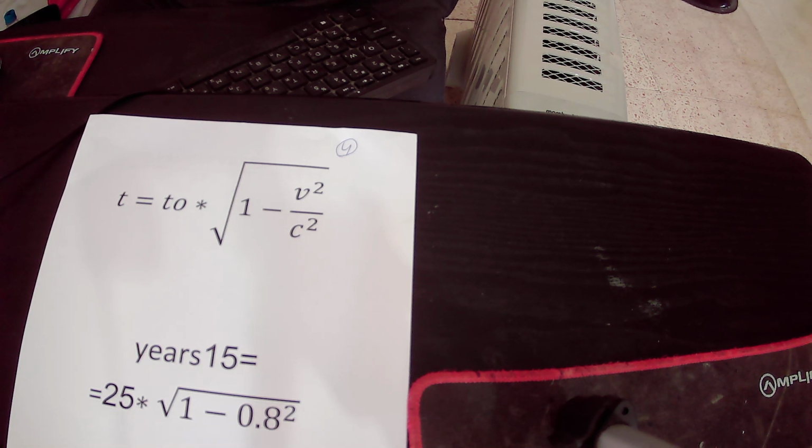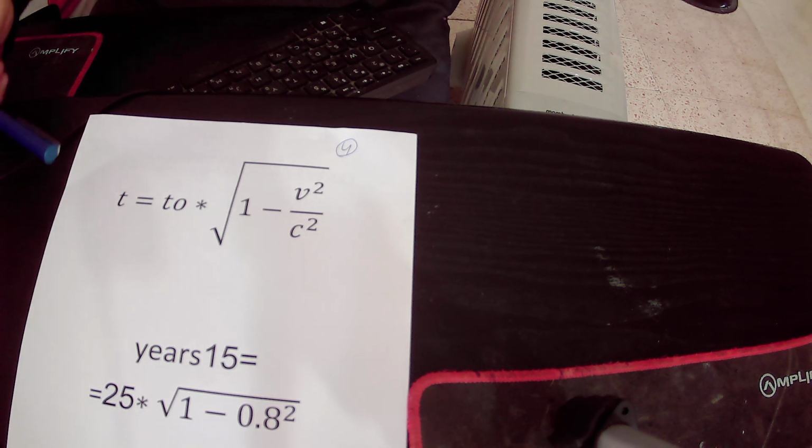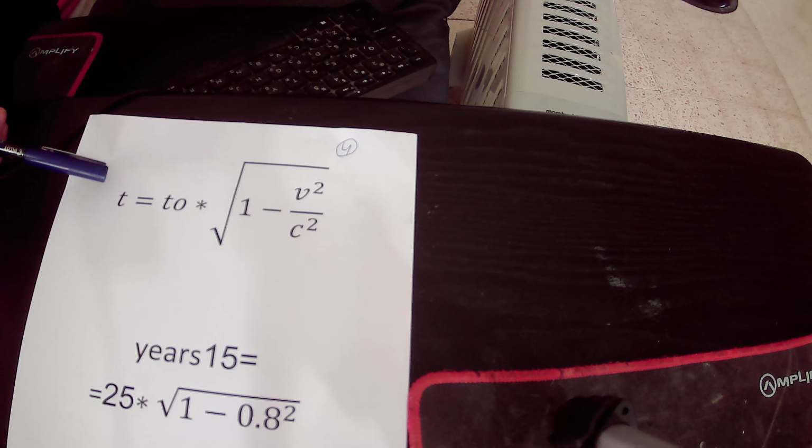While on Earth it took 25 years for the twin brother to return from a journey in space, in the spaceship the total time that passed is 15 years only. So, first of all, I will explain the equation.